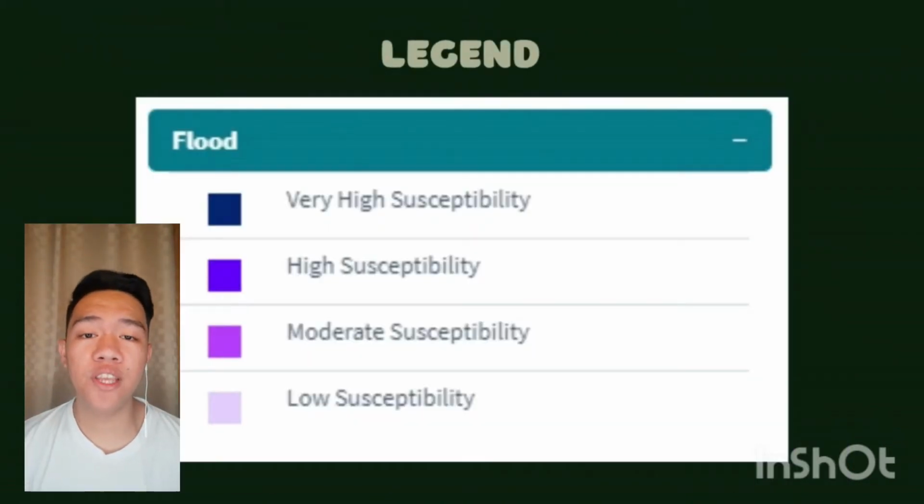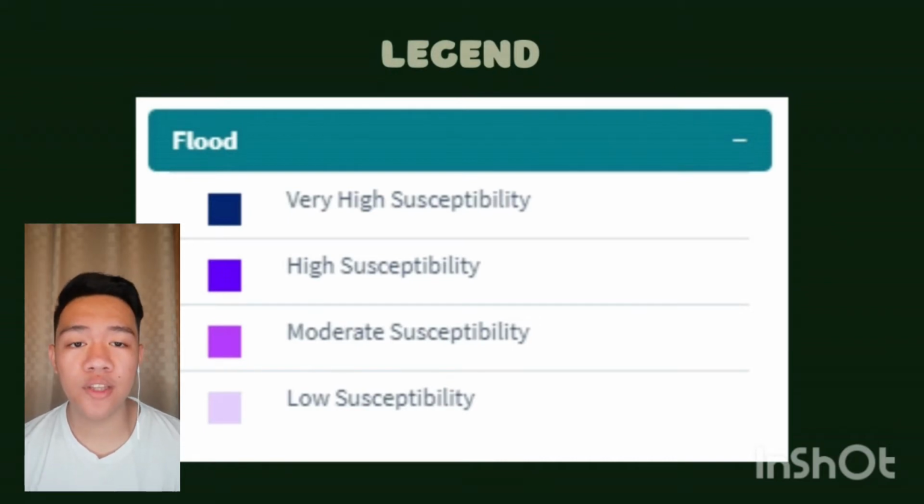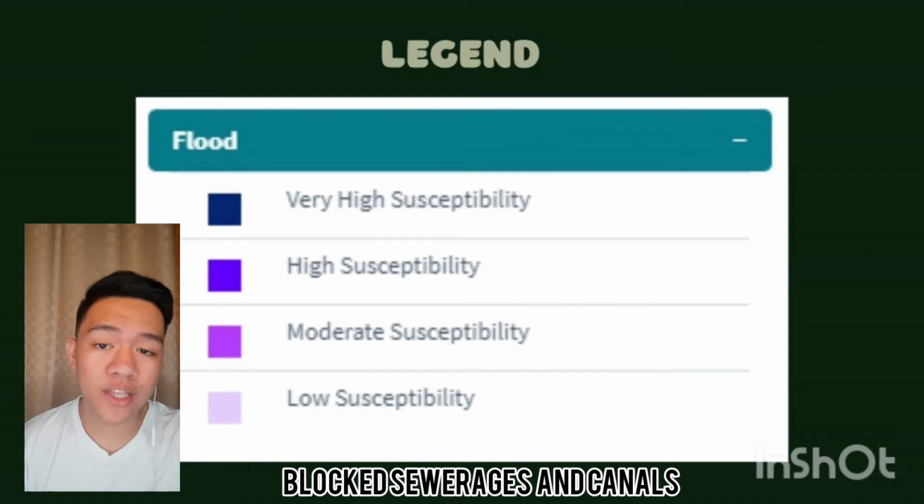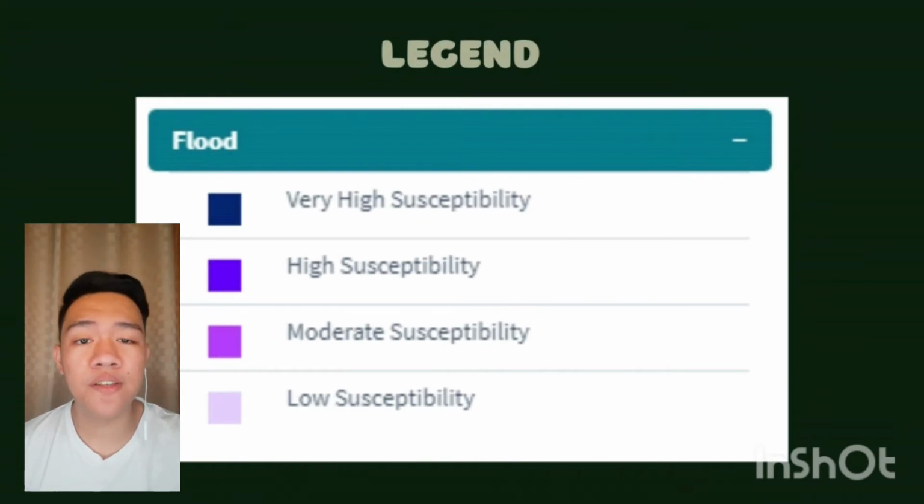So in my community, or in my barangay, generally it is moderately susceptible. Knowing that some streets and some places here in our community are moderately low, the most common thing that triggers the occurrence of flood is the blocked sewerage and canals. But to be specific, the street that my house belongs to is not that affected by flood whenever there is heavy continuous rainfall. And as we can see on the given legend, our community is moderately susceptible to flooding.